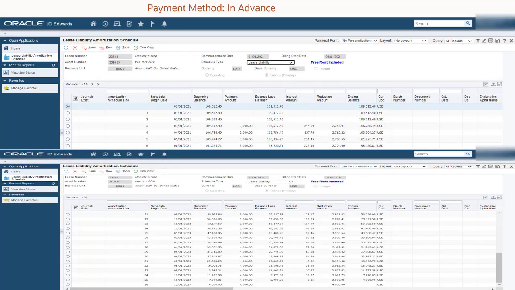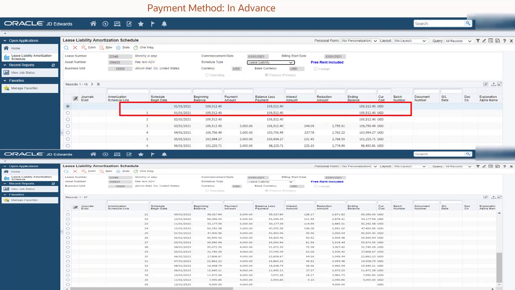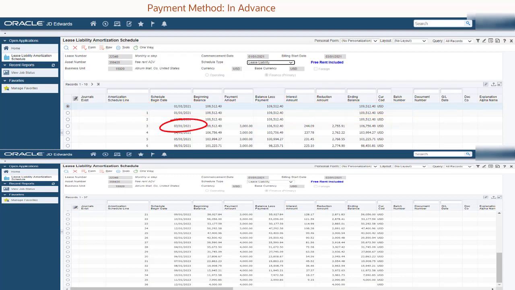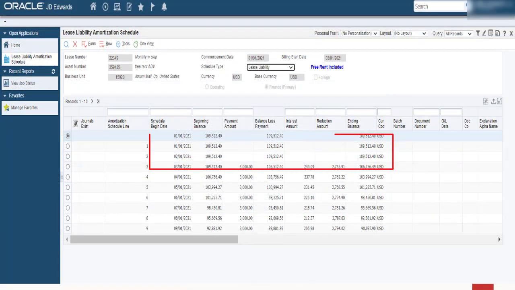The lease in this example starts with a term of free rent and has the payment method set to in advance with monthly billing frequency. The lease starts in January 2021 and ends in December 2023. The lease provides 2 months of free rent. The payment period begins on March 1st, 2021. Note that no interest is accrued during this free rent period because the recurring billing starts on March 1st.